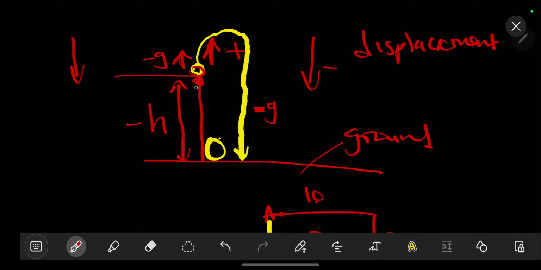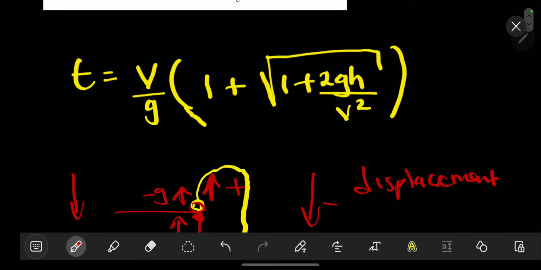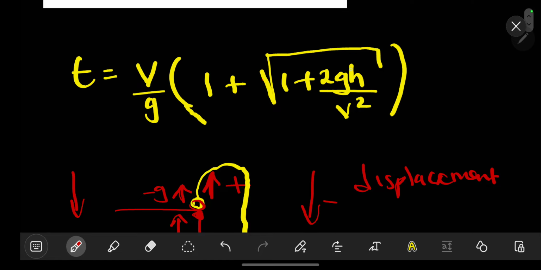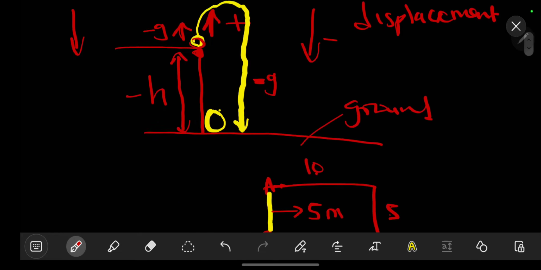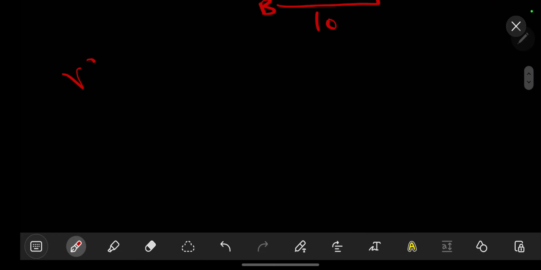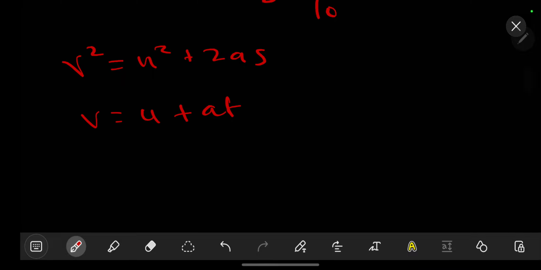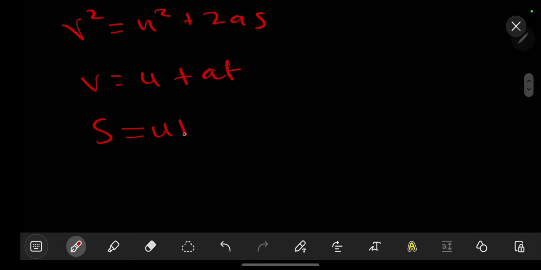So displacement is the change in position, from the initial position to this, which will be our negative h. In order for us to reach this stage, we need the equation that can give us a square root. If you look at our kinematics equations, we have v squared equals u squared plus 2as, we have v equals u plus at, and s equals ut plus half at squared. So we are going to use this equation, knowing that we have our time.